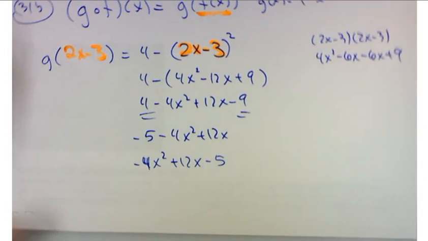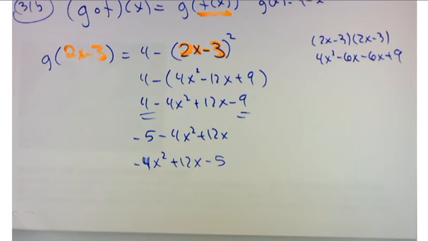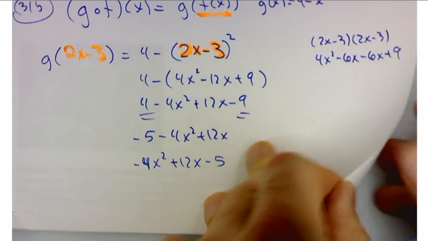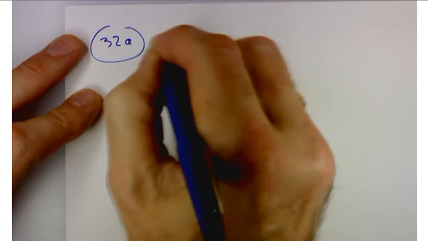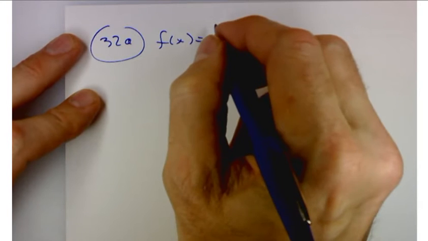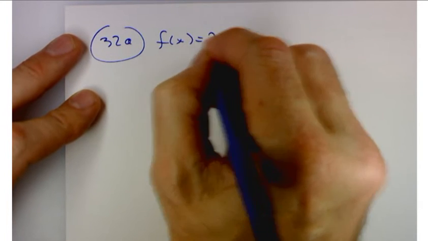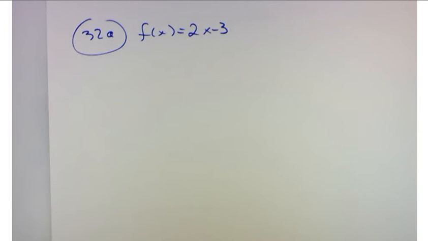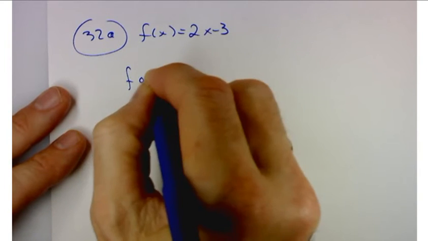Let's try problem number 32a. So still sticking with our same functions. 32a. f of x is 2x minus 3. In 32a, they asked us to find f of f of x. So this one's kind of strange.